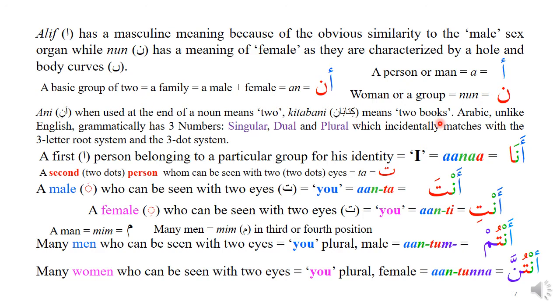And notice that Arabic, unlike English, grammatically has three numbers: the singular, dual, and plural, which incidentally matches with the three-letter root system and the three-dot system.